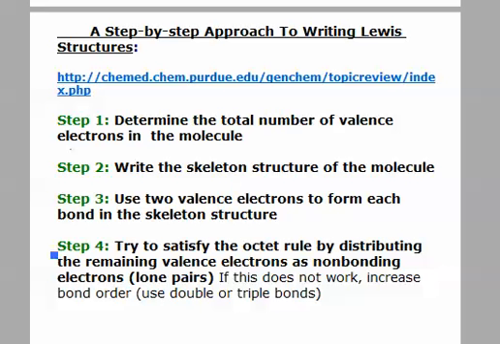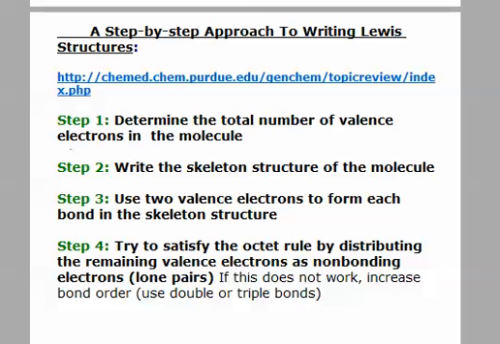Okay, then in the skeleton structure, each of the lines that connects the atoms represents 2 valence electrons that are shared between these atoms. Okay, and then we're going to try to satisfy what is called the octet rule by distributing the remaining valence electrons as lone pairs. Okay, so we're going to basically say that each non-hydrogen atom wants to achieve an electron configuration that is similar to a noble gas.